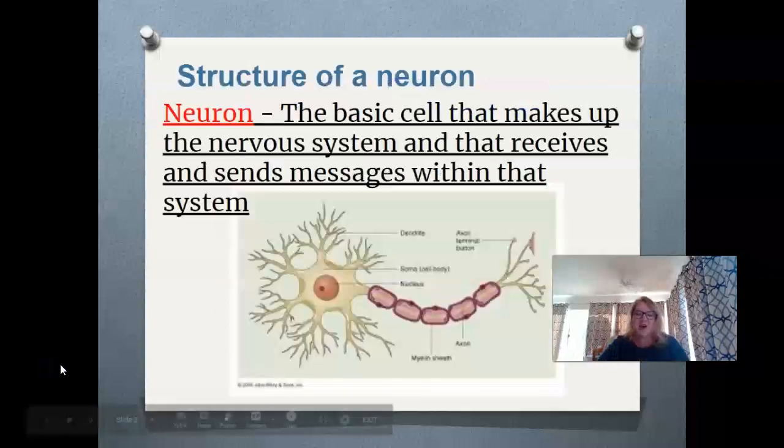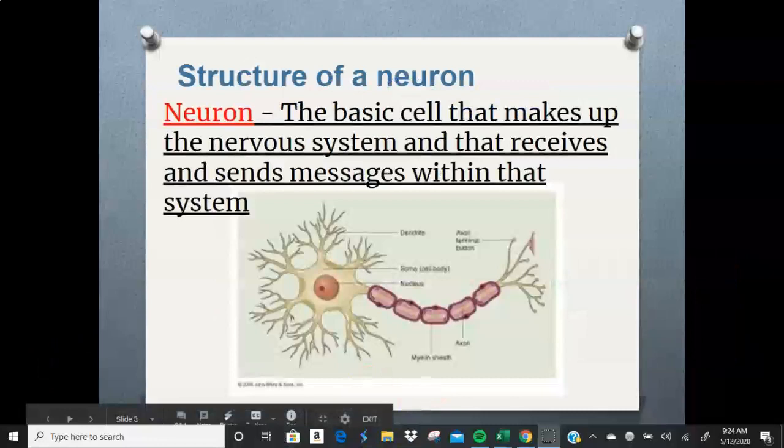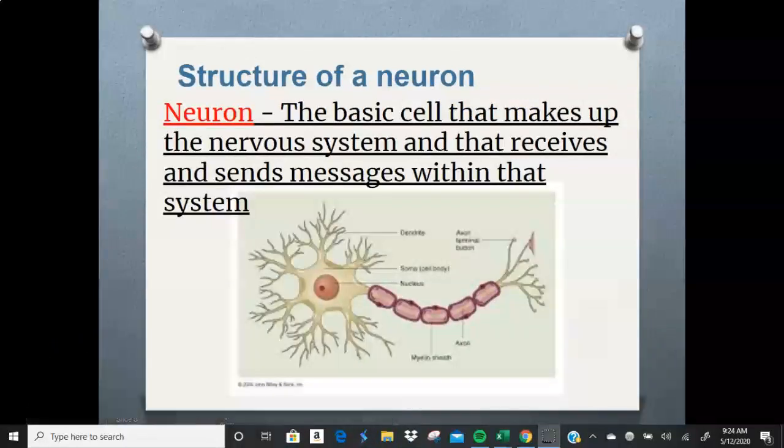So let's get started. The neuron is the basic cell that makes up the nervous system and that receives and sends messages within that system. Basically, it is what facilitates communication within your nervous system. The neuron in your brain connects with parts of your body outside your brain. It receives sensory input from maybe your hands or your feet and sends what we call motor neurons or motor output to your feet and so on.